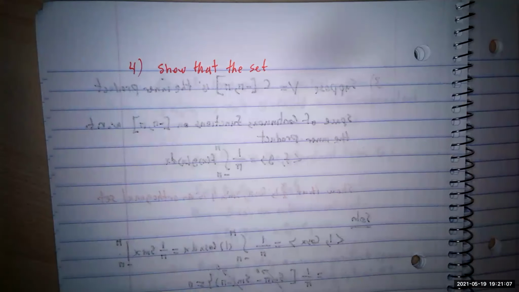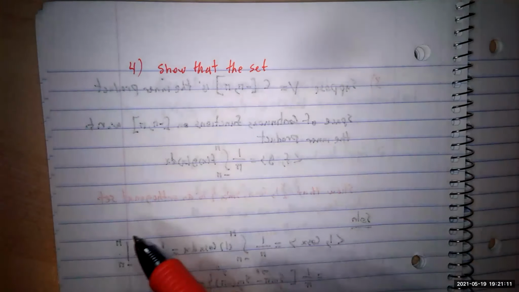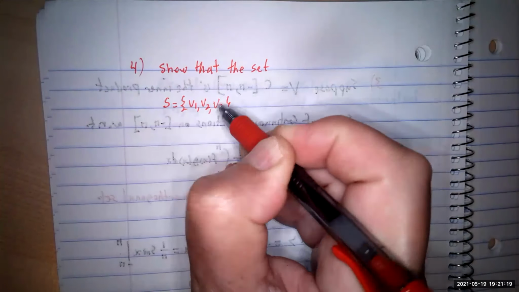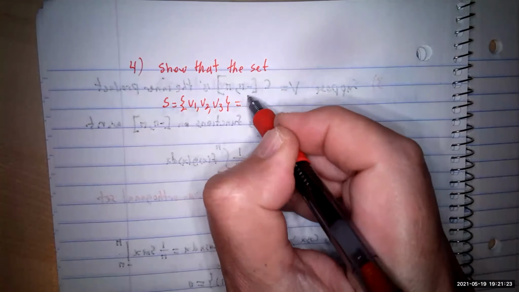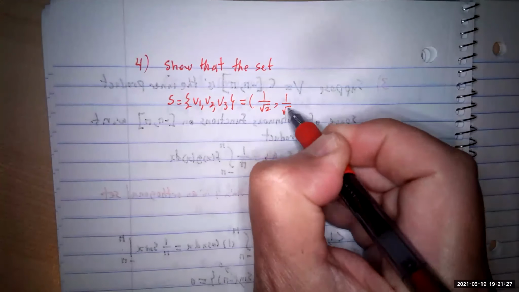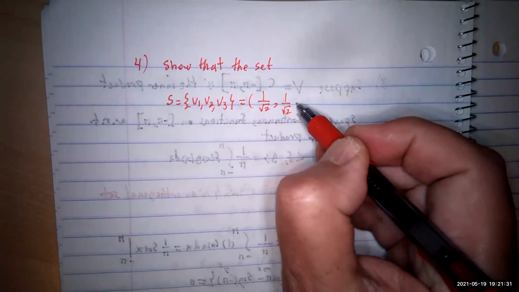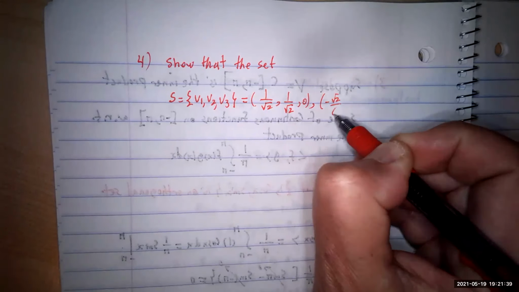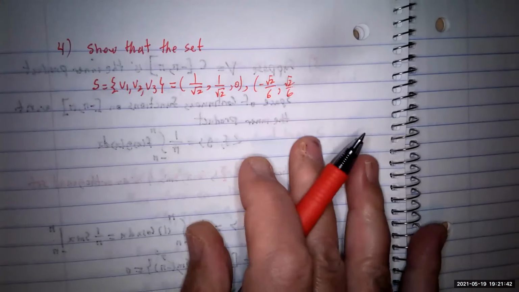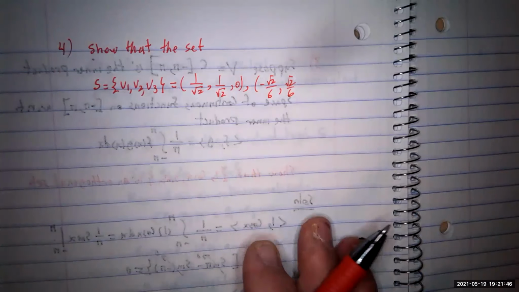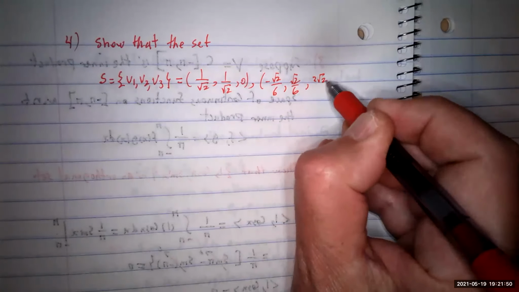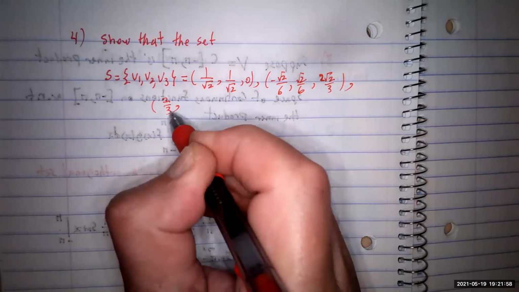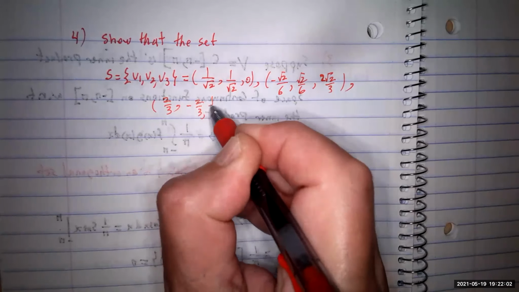Let's call the set S equal to {V1, V2, V3}. The first vector is (1/√2, 1/√2, 0). The second vector is (−√2/6, √2/6, 2√2/3). And the third vector is (2/3, −2/3, 1/3).